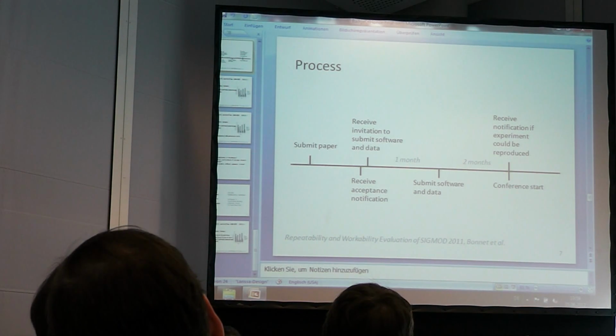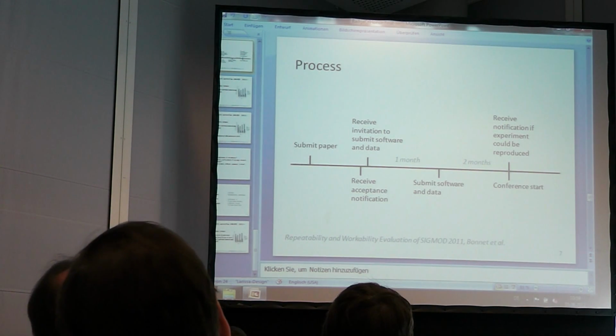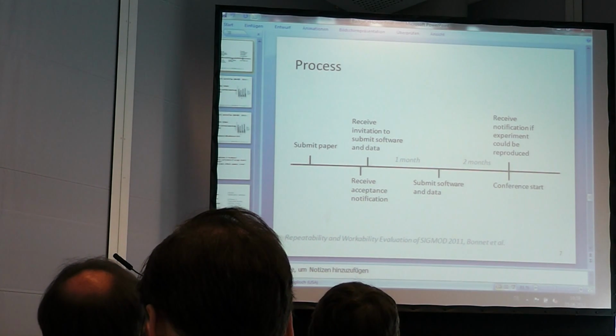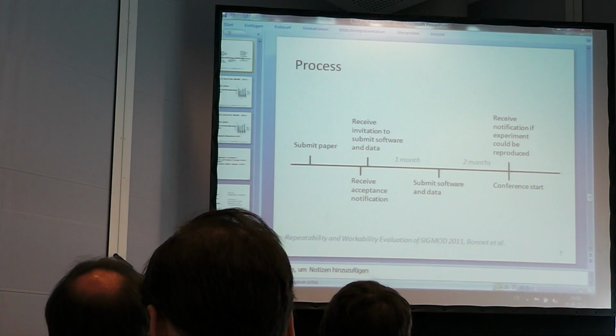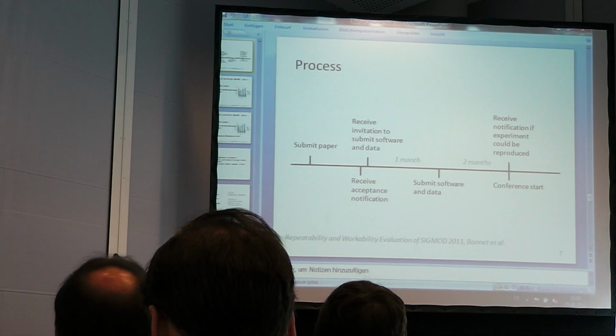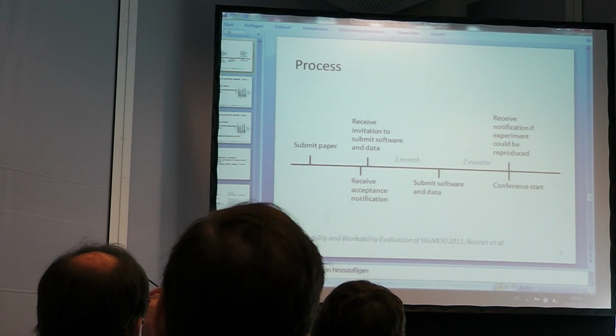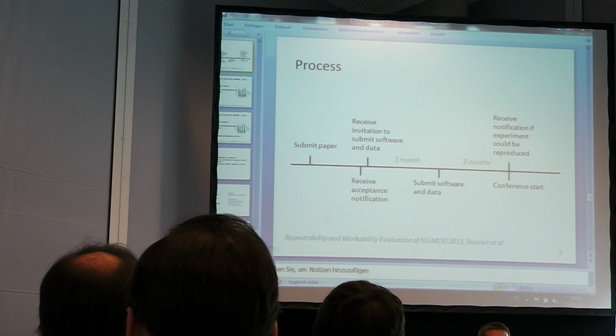And at the same time, or maybe a little bit later, you received an invitation to submit software and data. So what this means is that the acceptance of your paper is still independent of if you give out code and data. So that wouldn't hinder you in that respect. But you can get this additional badge if you submit your software and data a month afterwards. And then there's 2 months where a committee could review the whole thing and try to reproduce the results that were in the paper. And at conference start the notification was announced, if or if not it could be reproduced.